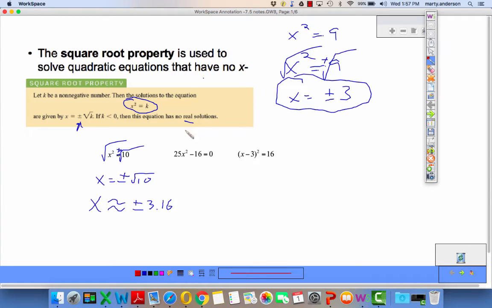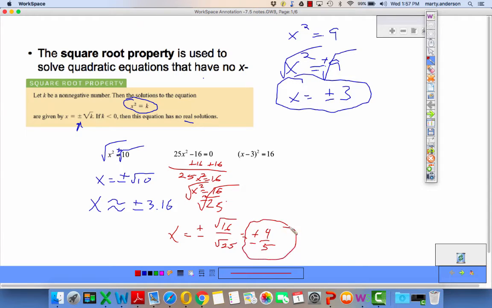Next, we've got this one here. We can add 16. 25x squared equals 16. x squared is 16 over 25. Square root of a fraction, take the square root of the top separately from the square root of the bottom when they're perfect squares like this, and we get plus or minus 4/5. And we're good.